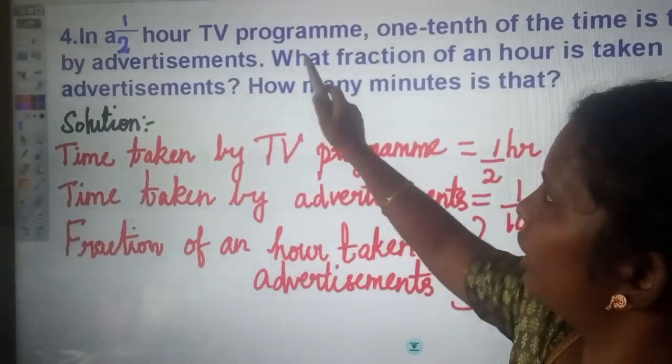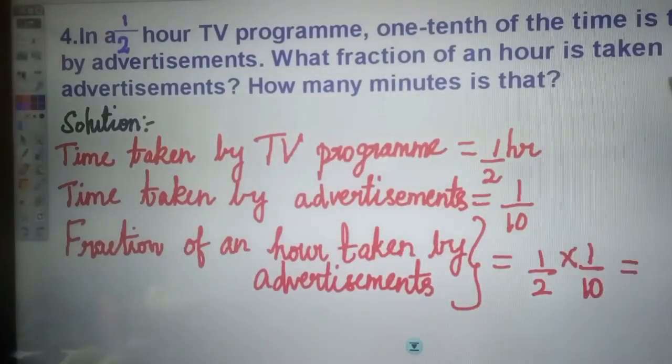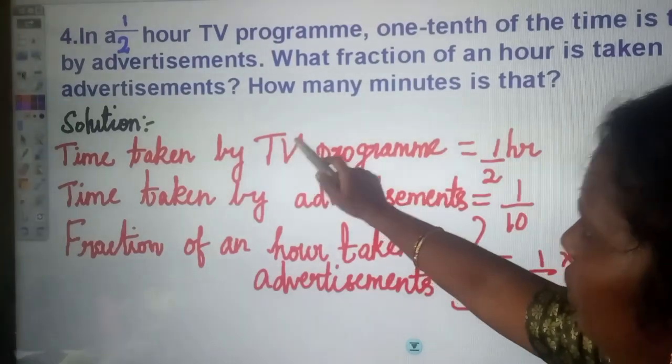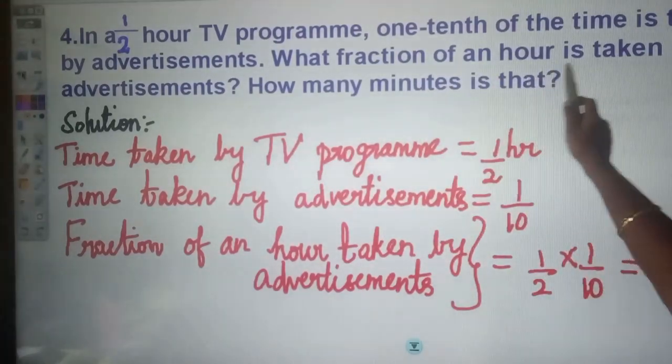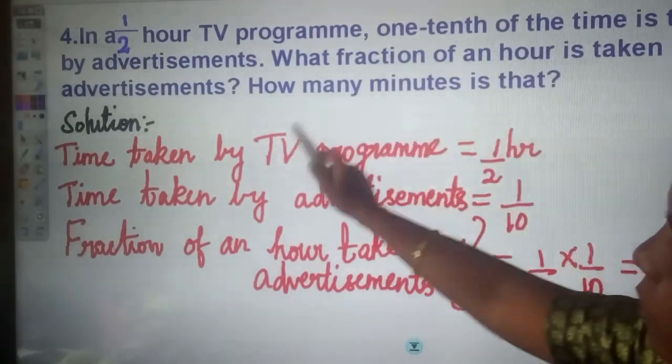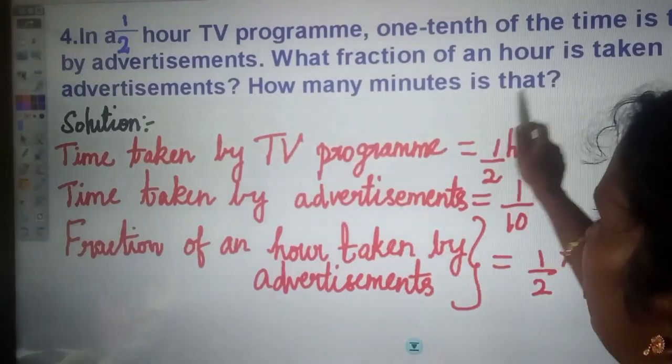In a half-an-hour TV program, 1/10 of the time is taken up by advertisements. What fraction of an hour is taken up by advertisements? How many minutes is that?